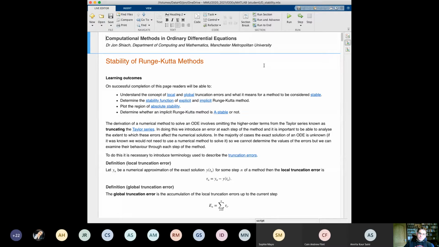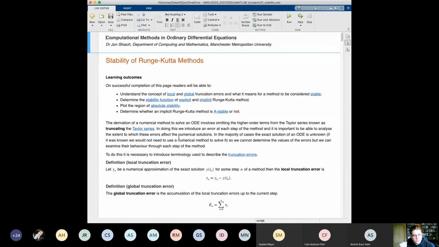So, stability. Essentially, stability is determining whether we can or cannot use a particular method to solve an ordinary differential equation. And this all stems from the fact that we're only ever approximating an ODE. With Runge-Kutta methods, we truncate our Taylor series. So let's say we want a fourth order solver, we would truncate all the terms of fifth order and above. And of course, that's going to introduce some errors.